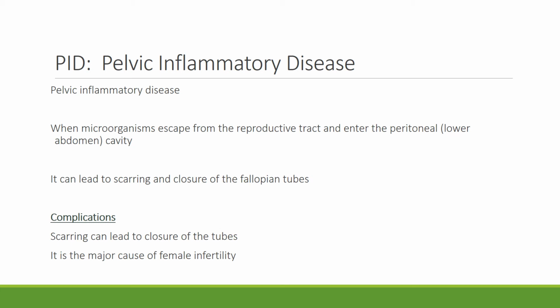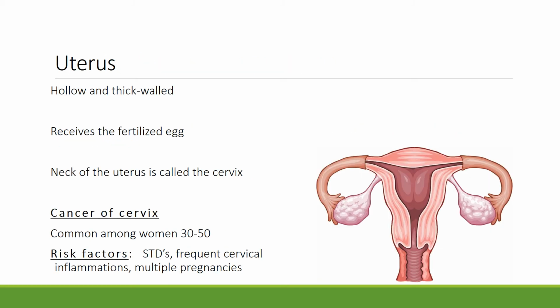Well, you're more likely to get it if you've had an STD and do not get treated, if you have more than one sex partner, if you have a sex partner who has sex partners other than you, if you've had PID before, if you're sexually active and 25 years old or younger, or if you have an intrauterine device. Complications of PID include scarring that can lead to closure of the tubes, and it's the major cause of female infertility. You can see in the diagram on the right that the uterus is a hollow and thick-walled organ.